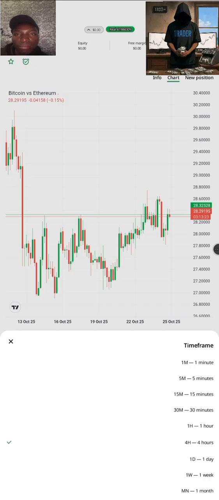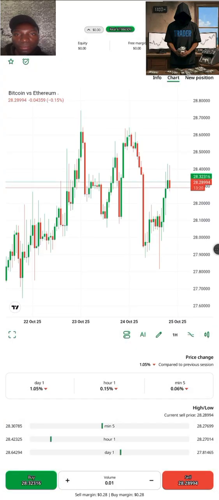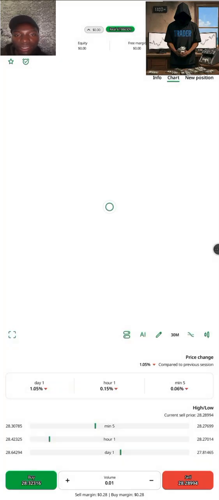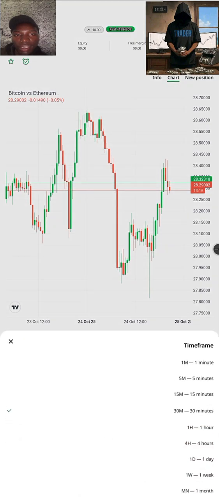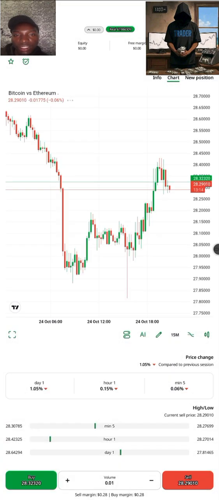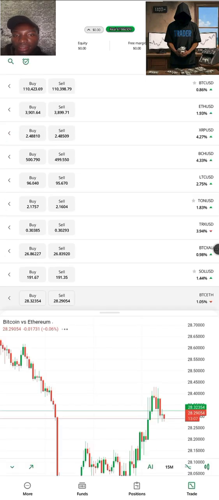The same thing with Bitcoin versus Ethereum. 1 hour bearish, 30 minutes bearish, 15 minutes bearish. So therefore it's a sell. You can just sell over there and hold. No hurry.